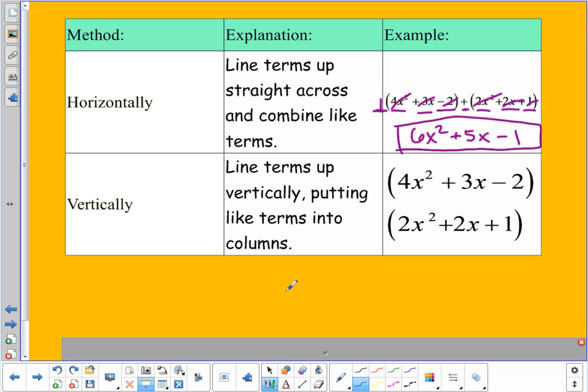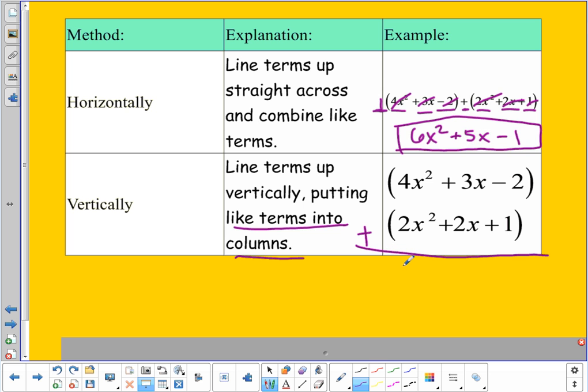When we line them up vertically, we want to put like terms into columns. So we line the like terms one over the other, kind of like how I did when I would solve systems. I'd have my x terms lined up, my y terms lined up, my equal signs lined up, constants lined up. In this case, we're just lining up the like terms, x squared, x, constants. And that might help you if you're adding straight down that way.